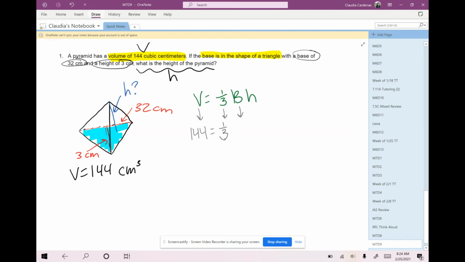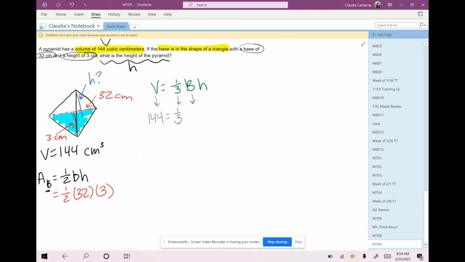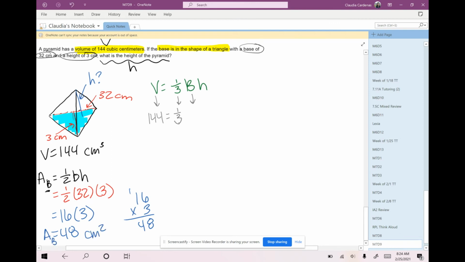We know the area formula for a triangle is 1/2 base times the height. So 1/2 base times the height. I'm putting big B here to show that we're trying to find the area of the base. So 1/2 stays. The base of the triangle, they said, was 32, and the height of that triangle was 3. Now half of 32, remember we can multiply in any order, is 16. And then 16 times 3 is 48. So the area of the triangular base is 48 centimeters squared.